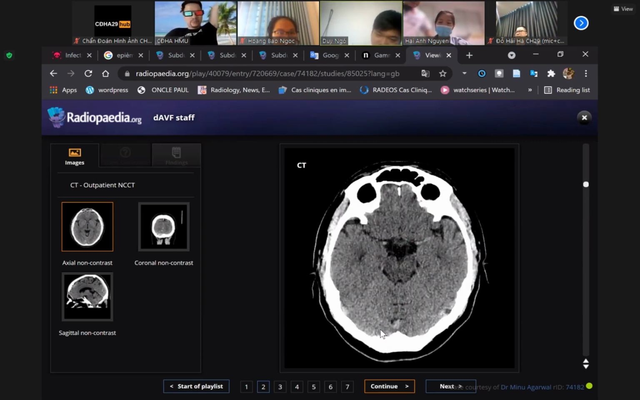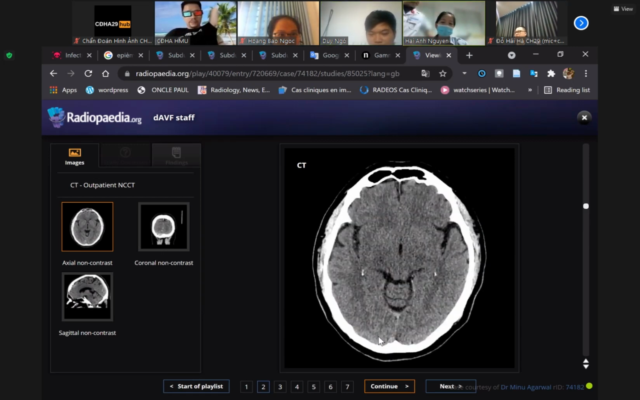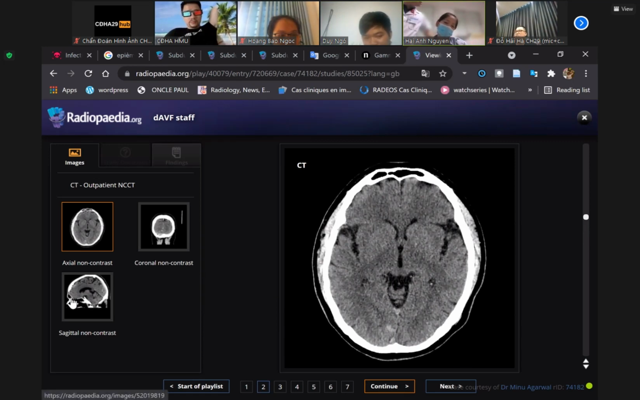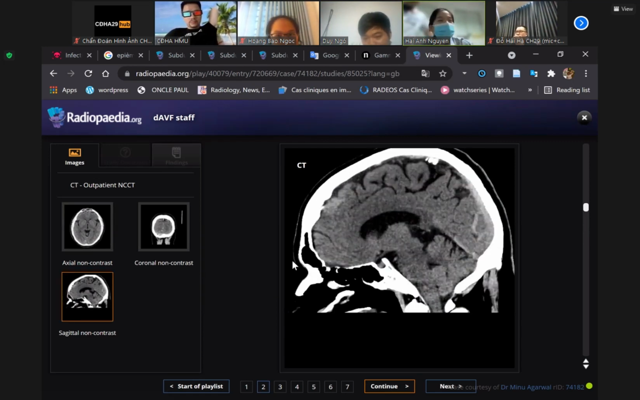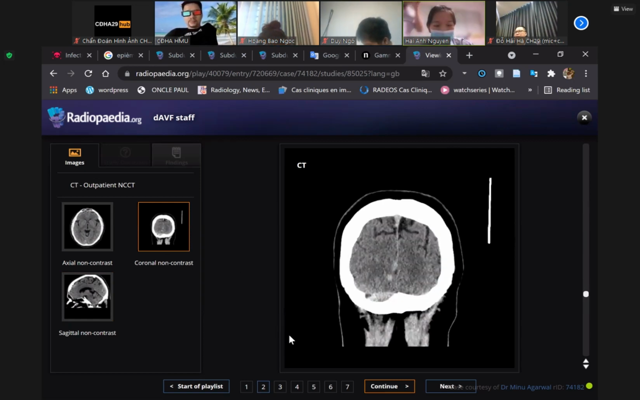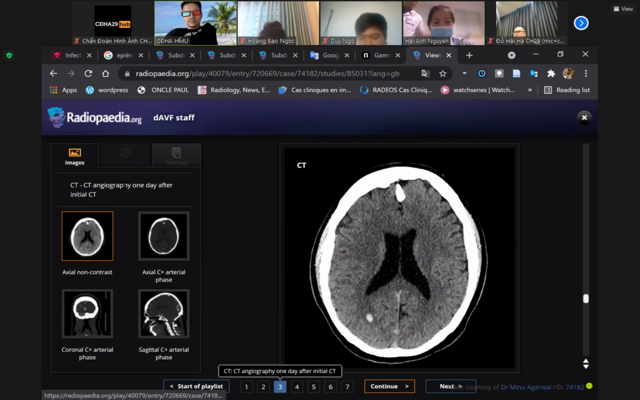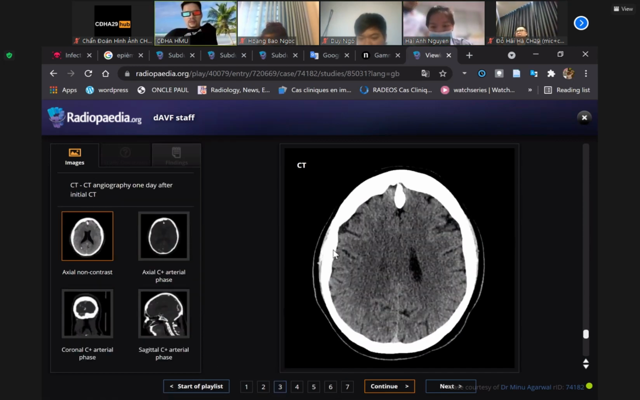I don't think it's hemorrhage. See it on the sagittal view. No, it's just a vein. It's a dilated vessel which connects to the SSS. Okay, it is a dilated vessel, and we need to request a scan with contrast injection at the venous phase.